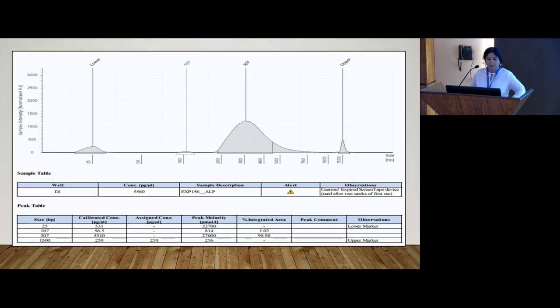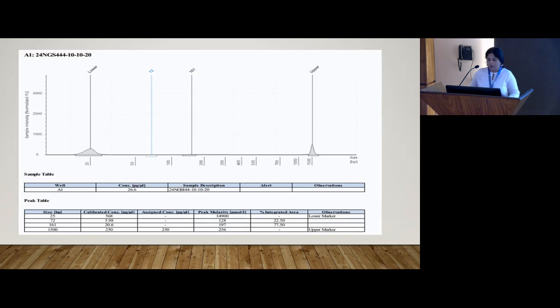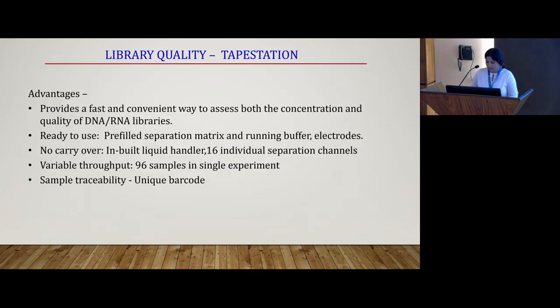This is an example of a library in which there is an adapter dimer attached. In this case, a cleanup procedure is required. This is a library which has not worked. The advantage of this is that it provides a fast and convenient way to assess both the concentration and the quality of DNA and RNA libraries.